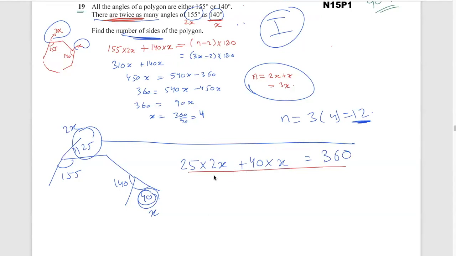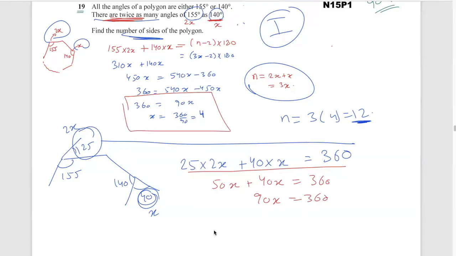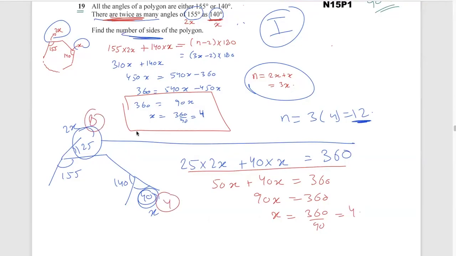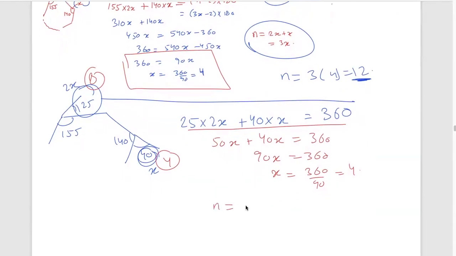So we have actually reduced the number of steps. 25 times 2 is 50x plus 40x equals 360. That is 90x equals 360. And if you see, we got it here after say 3 to 4 steps. And x is now 4 again. So if these are 4 angles, these must be 8 angles. And in total, we have 12 angles. So the number of sides is 8 plus 4, 12, or still 3 into 4, 12. You may write it as you wish.